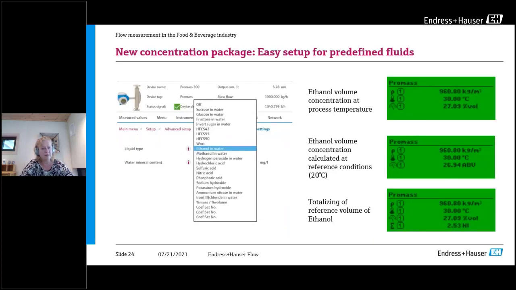And as I said, typically these are calculated values based on standards, tables, formulas. In the concentration package of the Promass, which is not only available for the Promass Q but for all Promass, there's a set of different types of predefined fluids. So for example, sugar tables from the ICUMSA or tables for alcohol measurements. Depending on the application, you may want to have a percent mass or percent volume concentration. This is possible. It's also possible to have both at process temperatures or at the reference conditions. So concentration based on a reference condition of 20 degrees C, for example, and then totalizing reference volume because of the mass flow. In addition to the concentration measurement, you can totalize one of the target parameters, for example, in this example, ethanol.